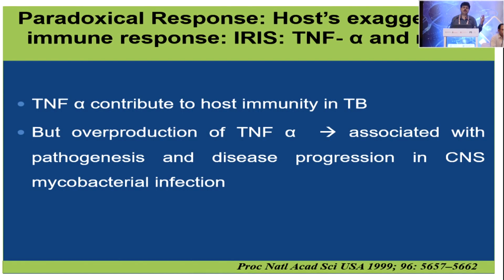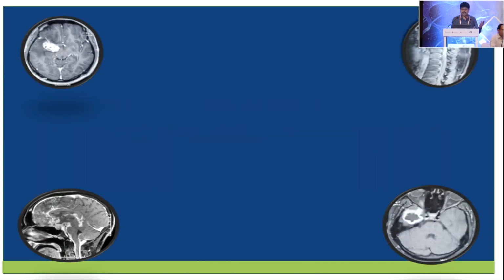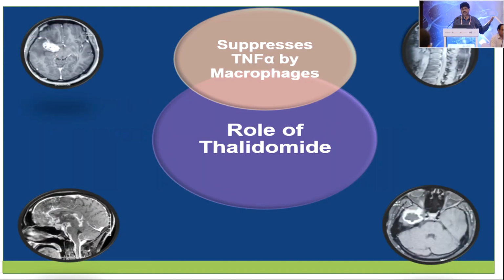So this is what we say, that it is a paradoxical response, an exaggerated host immune response, and IRIS, which is probably because of inflammatory mediators like TNF or more, and they contribute to the host immunity in tuberculosis. And it is because of the overproduction that there is this kind of extensive exudate. So it's more of an immune-mediated syndrome rather than a bug which is causing this worsening. So that is why we started using it.